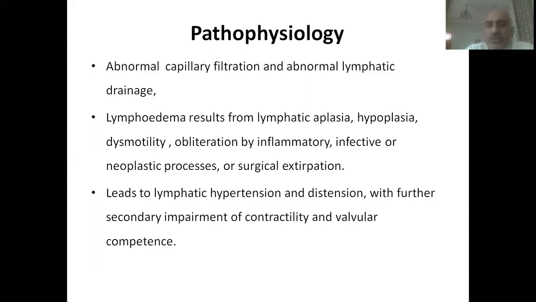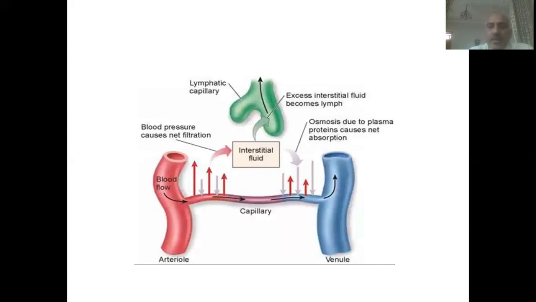This then leads to lymphatic hypertension and distension, with secondary impairment of contractility of these channels, and as there is dilatation of these channels, there will be valvular incompetence as well. Now this is the area where all these processes occur. You can see the arteries, the veins, and then there's this space, and the substances which cannot go into the vein ultimately go into the lymphatic system.